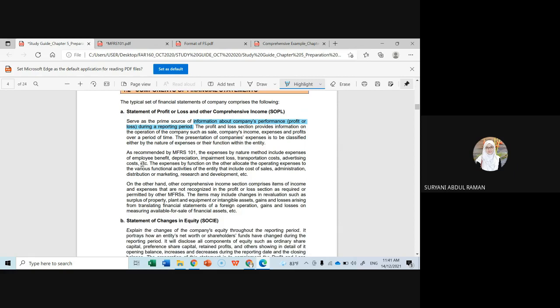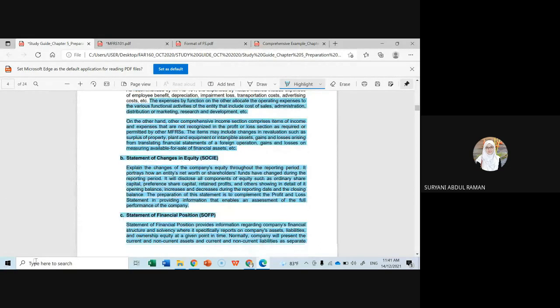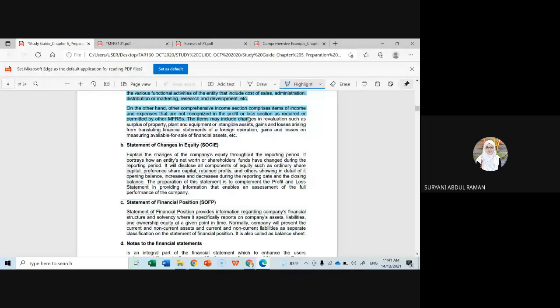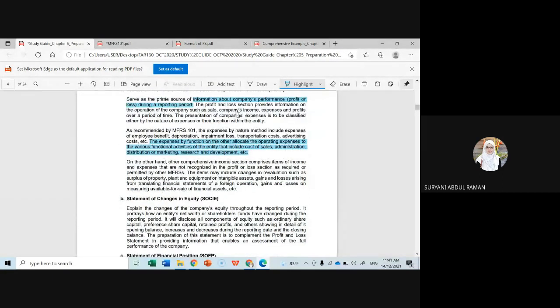One of the important things is that, as recommended by the standard MFRS 101, the expenses by nature method include expenses of employee benefit, depreciation, impairment loss, transportation costs, advertising costs, etc. While the expenses by function, on the other hand, allocate the operating expenses to the various functional activities such as cost of sale, administration, distribution or marketing, research and development. For our syllabus, we are going to follow separation by function. The expenses will be recorded based on its function, not based on its nature.